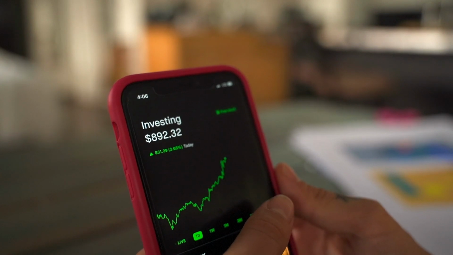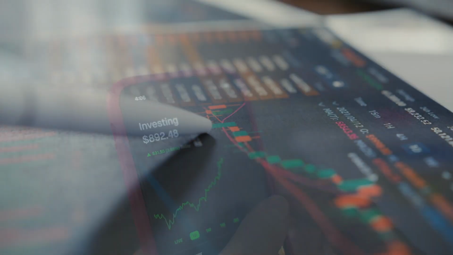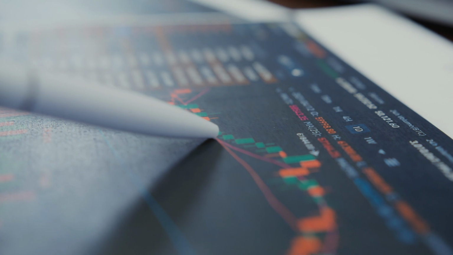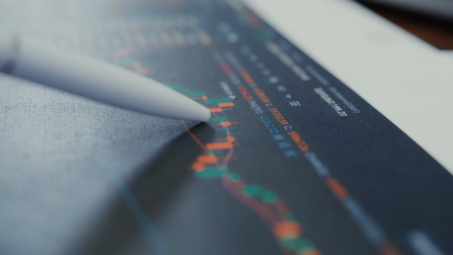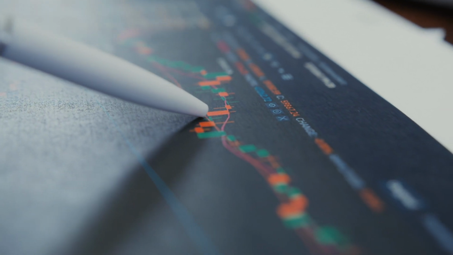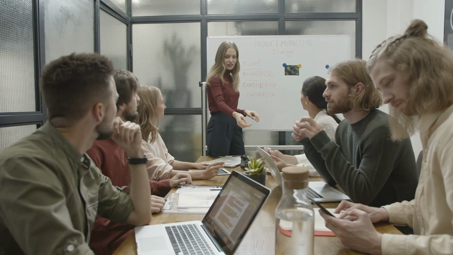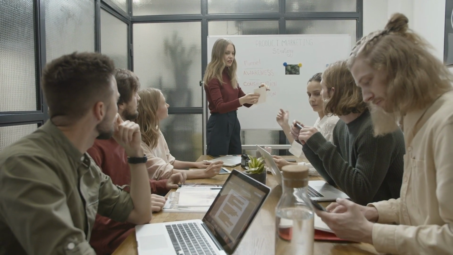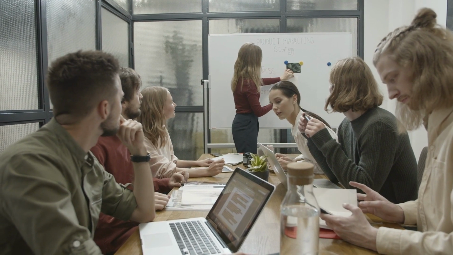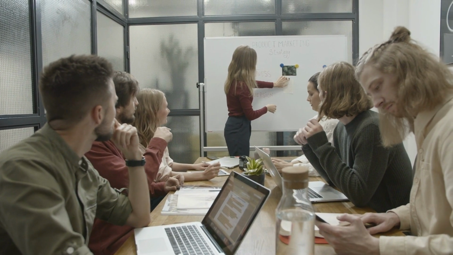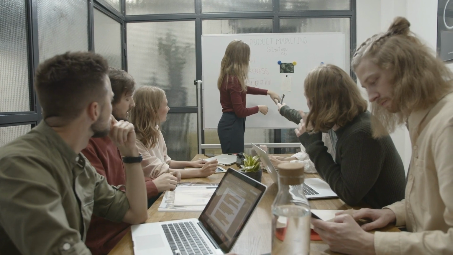Choose your investment. Online trading allows you to invest in various financial instruments, including stocks, bonds, ETFs, forex, and commodities. Choose an investment that aligns with your investment goals and risk tolerance. Analyze the market. Before making any trade, conduct market analysis to determine whether the investment is likely to increase or decrease in value. You can use technical and fundamental analysis to make informed trading decisions.